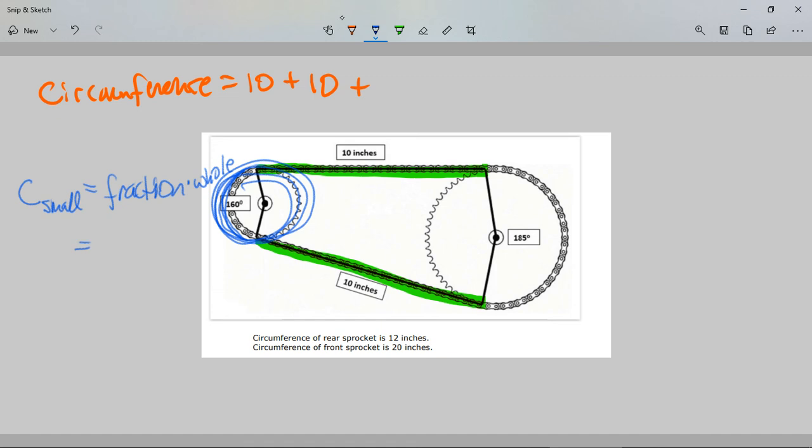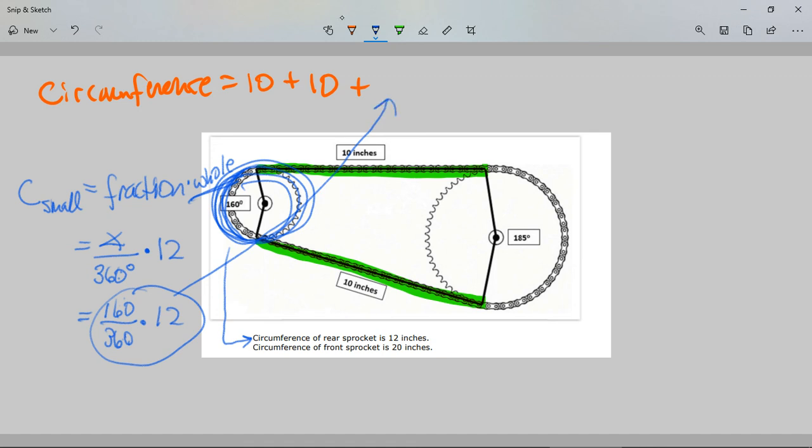Okay, what is a fraction? It is the angle divided by 360, a piece out of the whole. What's one time all the way around a circle? 360. And what is the whole circumference? Guess what? Circumference is 12. The whole thing is 12. Okay, so what is that angle there? 160. A part out of the whole times the whole circumference. So this gives you the fraction. This gives you this times the circumference. Okay, so you're going to take that number and you're going to add it in here.